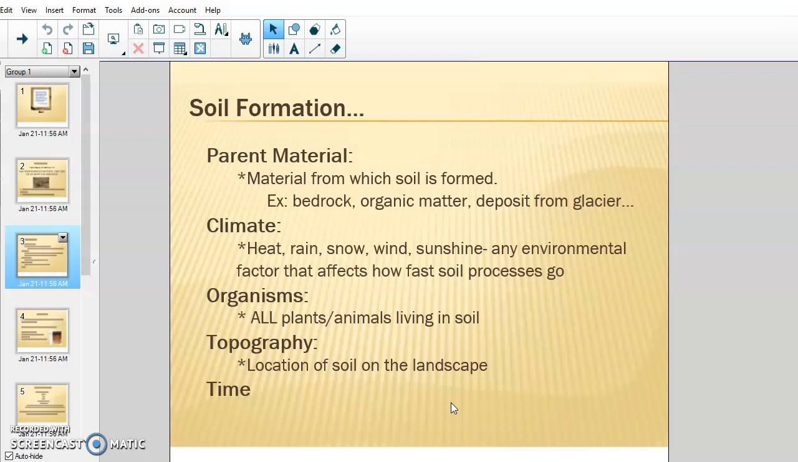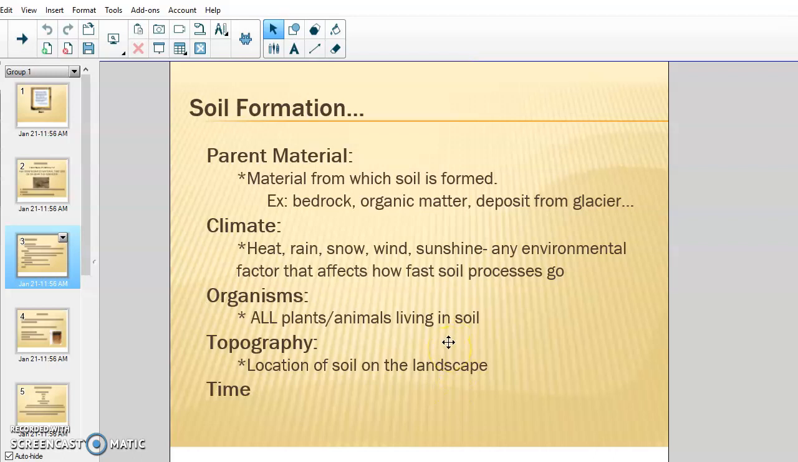Like really dark black soil that's good for growing crops and plants and things like that, that's found like in the Midwest, its parent material is organic matter. Like in Arizona, our parent material is bedrock, which is why our soil is really hard and rocky and not really great for growing things. So the parent material itself, kind of what the soil is formed from.